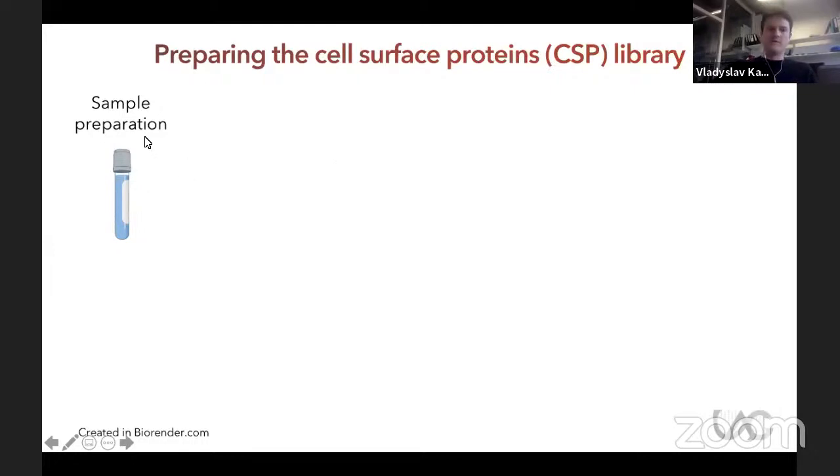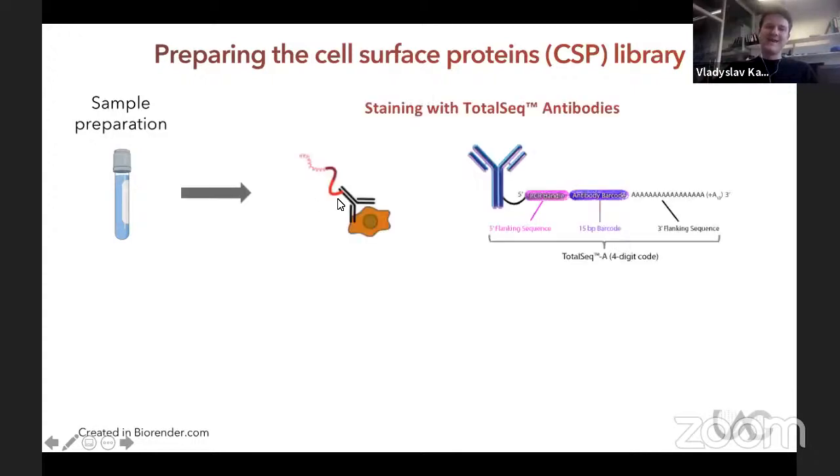First of all, you need, of course, to prepare your sample. For example, a blood sample, a cerebrospinal fluid sample, or some tissue suspension, a suspension of cells out of tissue that were dissociated. The next step is to stain your cells in the suspension. You will be staining the cells with specific antibodies, as you may see here on the picture.